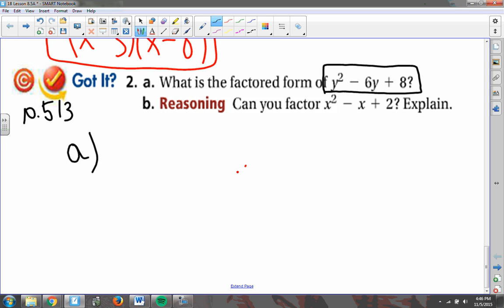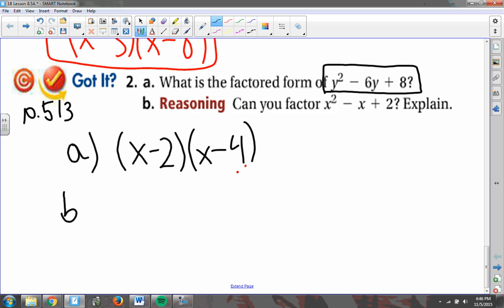Okay, letter A, our factored form there should be x minus 2 and x minus 4. Now, letter B. Can you factor that equation? The answer is no. The question is, why not?